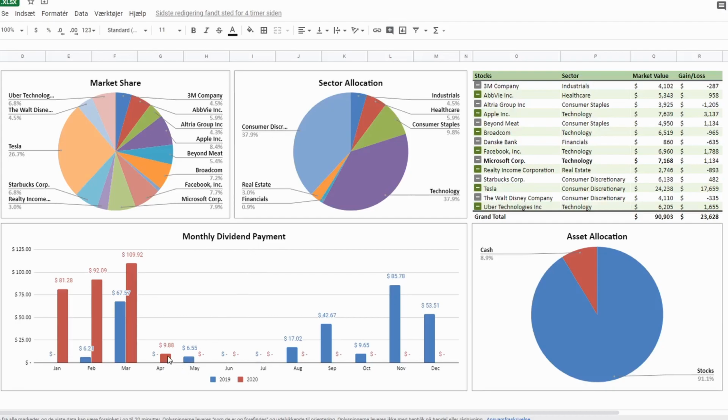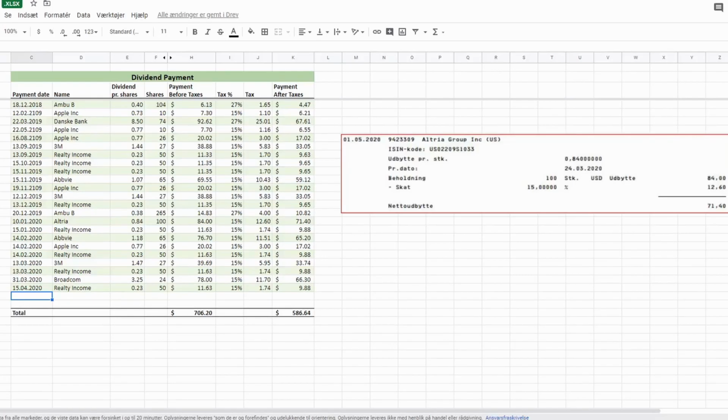Right now for April, I have got $10 in dividends, but I still need to plug in the last dividend I have received, so let's do that. The last dividend I got for the month of April is from Altria Group. This is a screenshot from my brokerage, and as you can see, Altria paid a dividend of 84 cents per share.